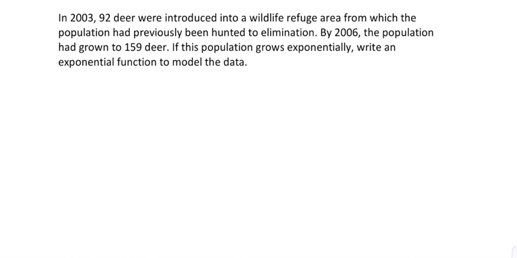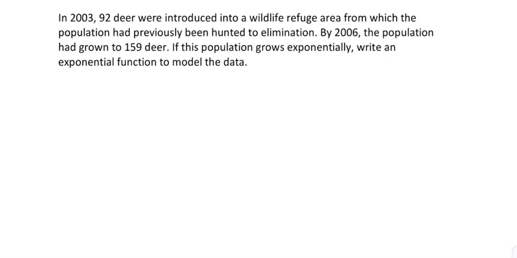In 2003, 92 deer were introduced into a wildlife refuge area from which the population had previously been hunted to elimination. So by 2006, the population had grown to 159 deer. If this population grows exponentially, write an exponential function to model the data.